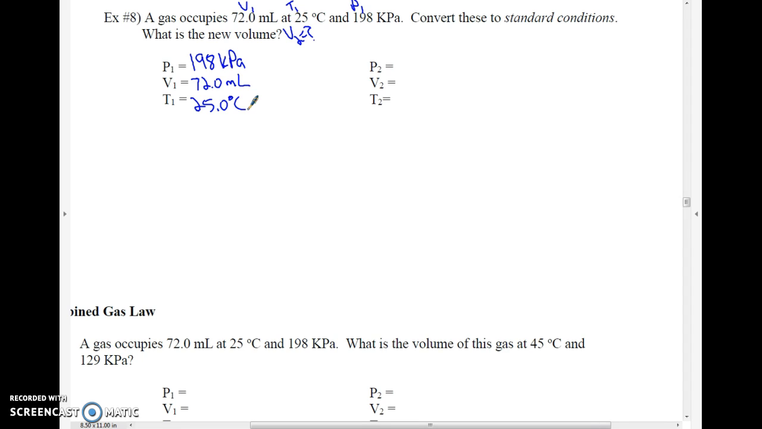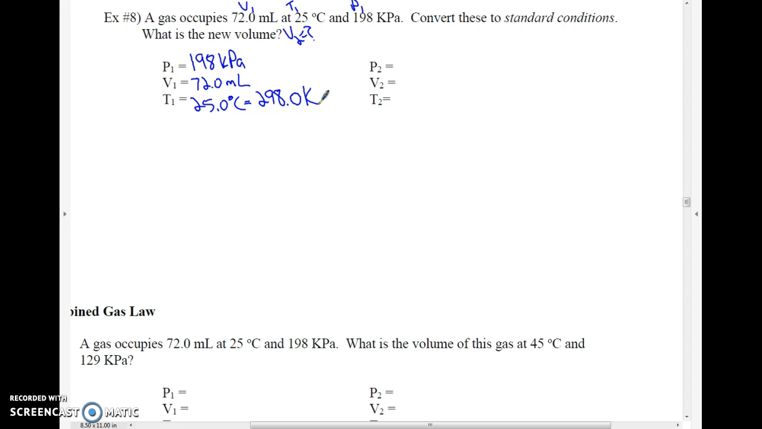Now, just like we did with Charles' law, we have to convert this temperature into Kelvin. If you do the problem with it in Celsius, you will end up with the wrong answer. So since we're adding, we go by decimal places. 25.0 then becomes 298.0 Kelvin.